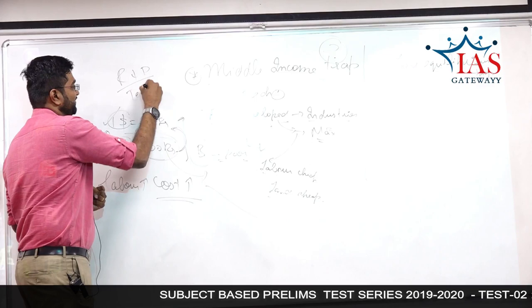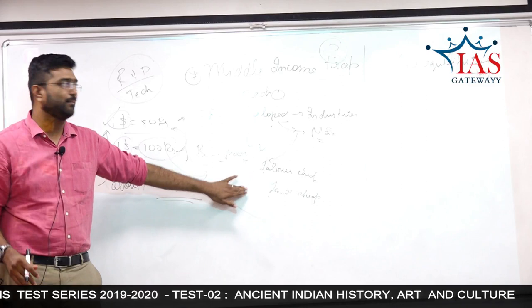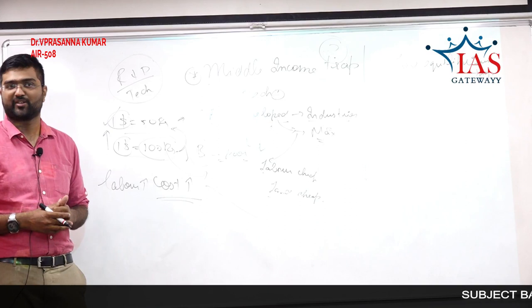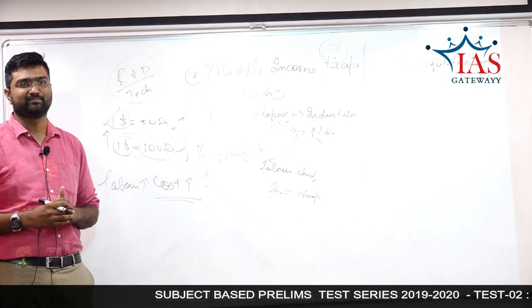Idu rendu vechadha ungala cost of labor thirupi kammi aagum. Comparatively, only when you have an advantage over the other countries, then only production industries eppa varum? When you have an advantage here. Eppa advantage kadaikum? Only when you have technology and development, R&D. If you don't have these two, industries will not come and you will become poorer and poorer. All your inflation, this will go out. So this is called middle income trap.